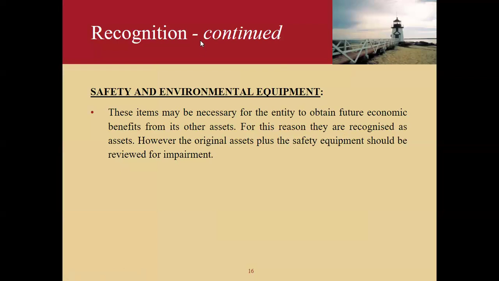Just confirming if we are together up to this point. If I go on to the next slide.